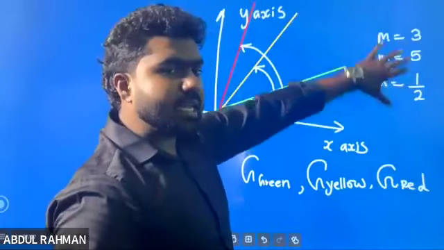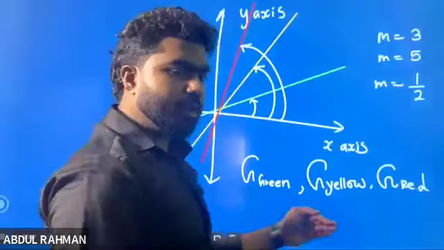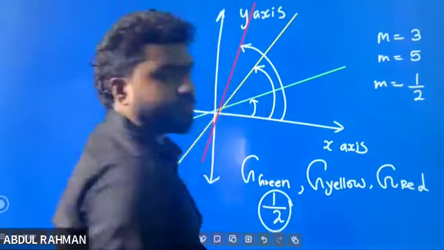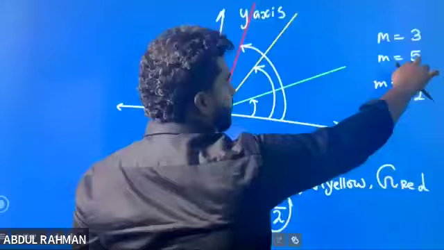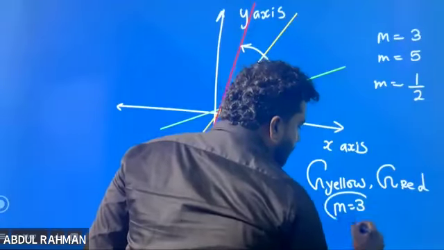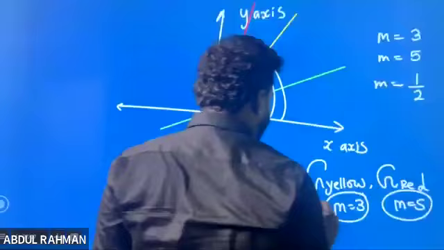Now I need to separate this. Who has the smallest gradient out of this? m is equal to half. That half belongs to whom? Green. m is equal to half belongs to green. The second smallest one is 3. So here m is equal to 3 goes to whom? Yellow. And m is equal to 5 goes to whom? Red.